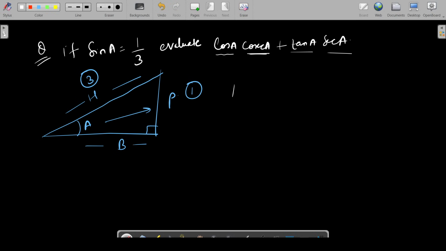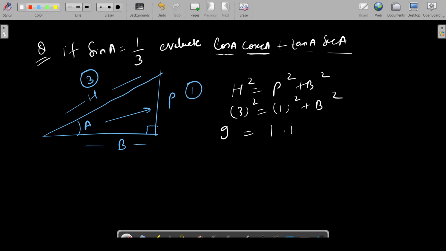Now straightforward, I'm just going to apply the Pythagorean theorem. So this is going to be 3 square equals 1 square plus base square. 9 equals 1 plus base square. So it will come here, 8 equals b square, correct? 8 equals b square.